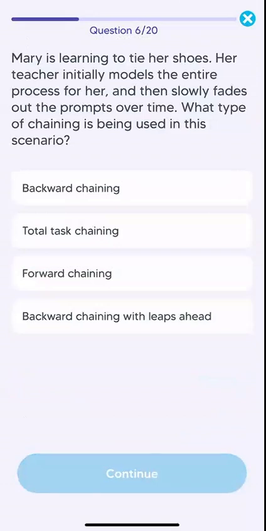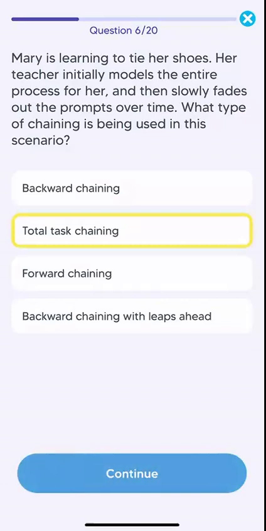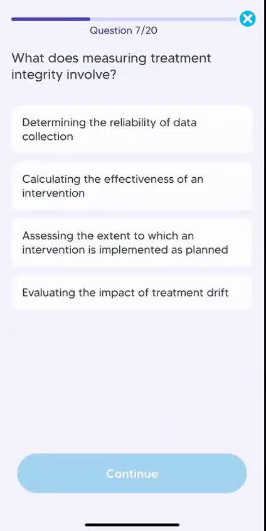Mary is learning to tie her shoes. Her teacher initially models the entire process for her and then slowly fades out the prompts over time. What type of chaining is being used in this scenario? Backward chaining, total task chaining, forward chaining, or backward chaining with leaps? This is total. Mary's teacher initially models the entire process for her and slowly fades out the prompts over time. Let's see. Correct.